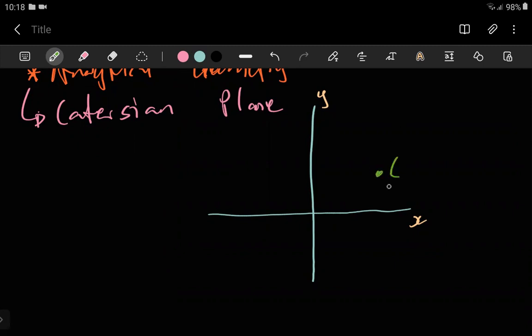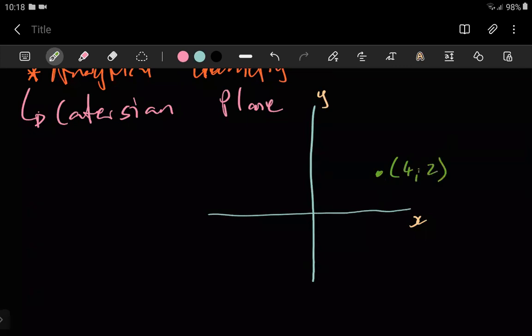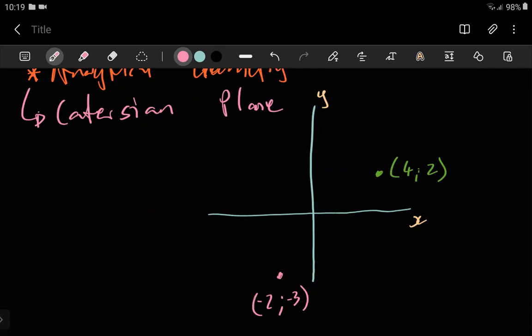You can have, let's say this is like 4 coordinate 2. On its own, it's useless. But the moment you have another point, let's say somewhere here, this could be maybe -2 coordinate -3. The moment you at least have 2 points, now you can connect them and end up with a line, which is where things start to pile up now.